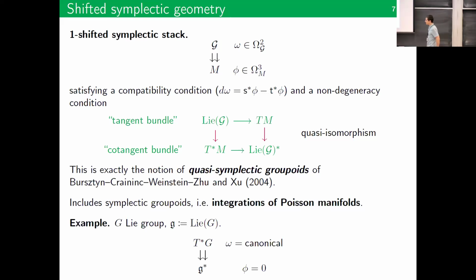The main example is if you take a Lie group G and take its cotangent bundle, so we already saw that this is a Hamiltonian G cross G space. It has two moment maps to the dual of the Lie algebra, this gives it the structure of a groupoid, and taking the canonical symplectic form and the 0,3 form on the base gives this the structure of a one-shifted symplectic stack. So this is one of the main examples.